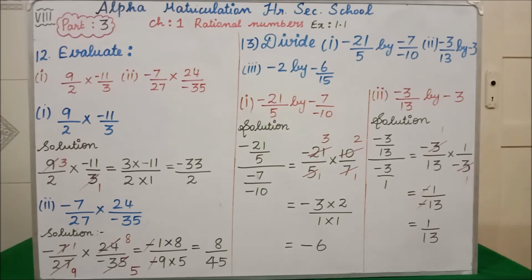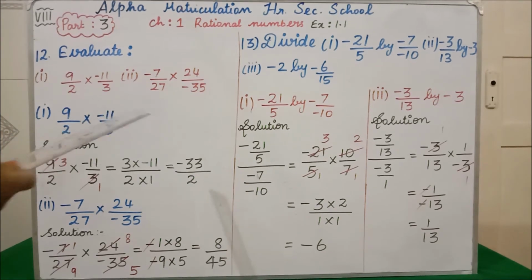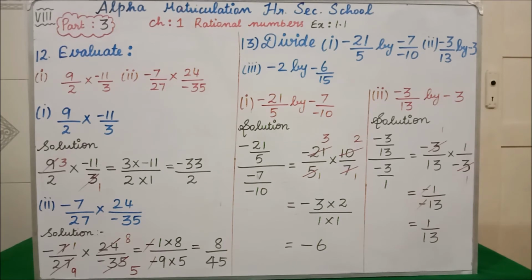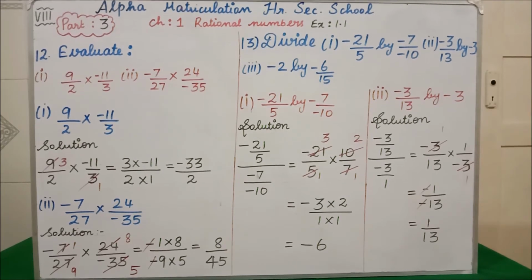Okay, now second question. Minus 7 divided by 27 into 24 divided by minus 35. Now you have to see whether 7 and 27 will get cancelled. No. 24 and 35 will get cancelled? No. Then you have to see in the cross check, whether 7 and 35 will go in the same table. Yes, 7 will go in 7 table 1 time. 35 in 7 table it will go 5 times.